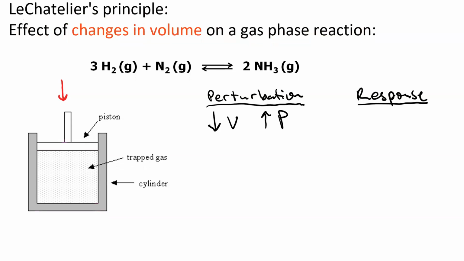So, the perturbation that we made was to decrease the volume, thereby increasing the pressure. The system is going to respond in such a way as to decrease pressure. And the way it does that is by moving to whichever side of the reaction has fewer moles of gas.